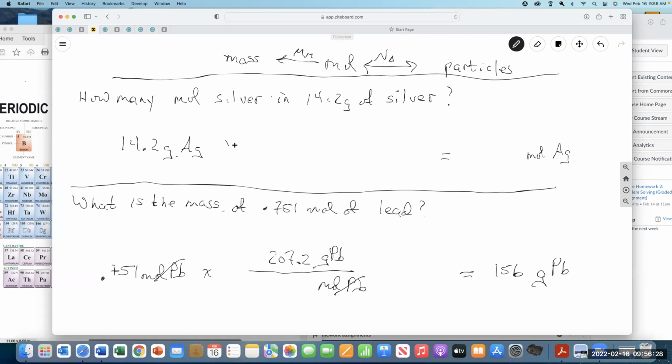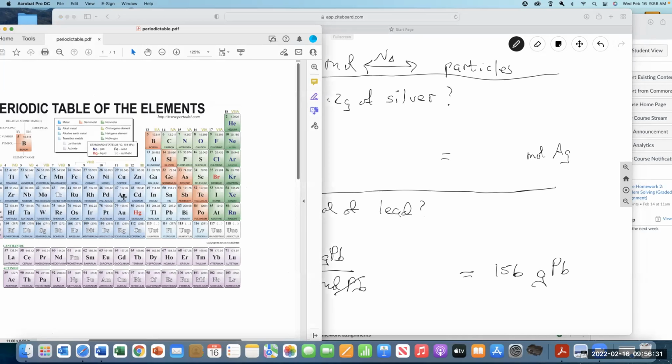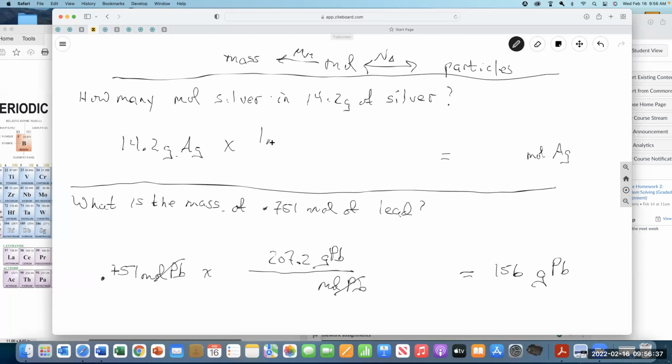So we have 14.2 grams of silver. We want moles, and silver is right here, 107.87, and the unit on a molar mass is grams per mole. So we want moles on the bottom in this case, 107.87 grams of silver. Again, you want to get in the habit of not just writing grams per mole, but grams of Ag per mole of Ag. The reason is, as I said, when we progress, you might be doing a problem where you have grams of silver and grams of gold in the same problem, and if you don't write which one's which, you'll get confused. This will have 3 sig figs, so this is going to be 0.132.